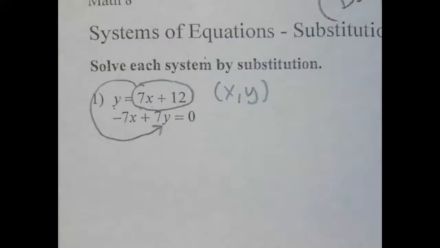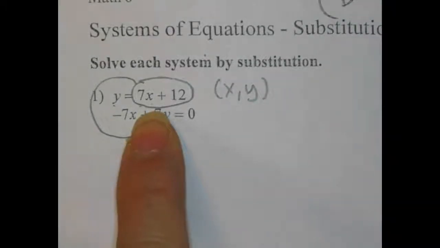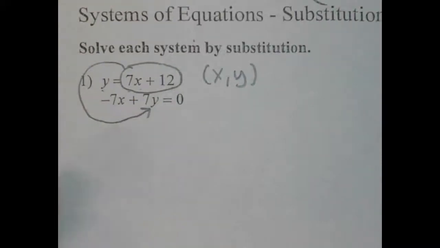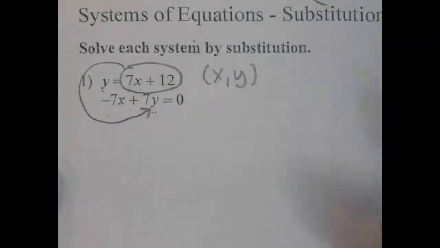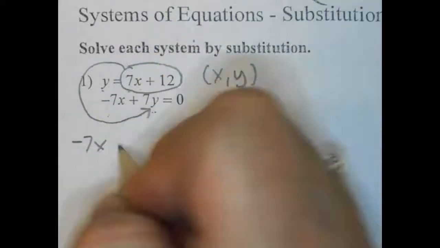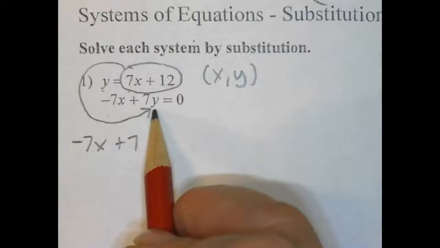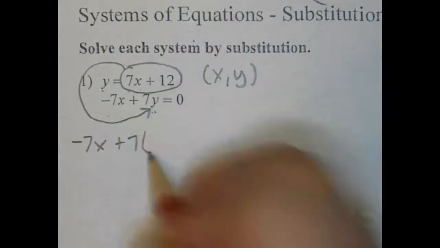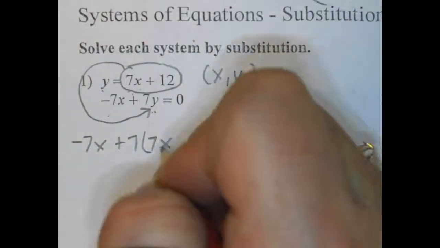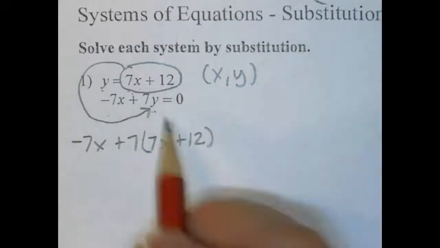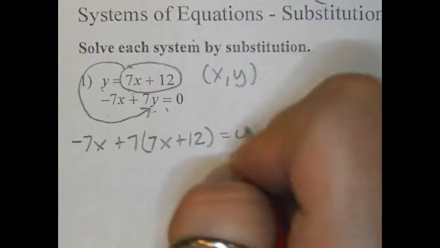Because when I rewrite this equation, I'm going to rewrite it as a new equation. But instead of y, I'm going to write what y is equal to. When I rewrite my problem, I'm not going to change anything except the y in the equation. So I'm going to take this bottom equation and rewrite negative 7x plus 7. But remember, I'm not writing y anymore. I'm writing what y is equal to. So in parentheses, I'm going to write what I'm substituting, 7x plus 12, and then finish my equation: equals 0.